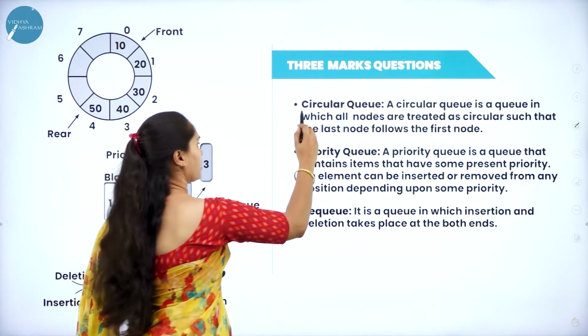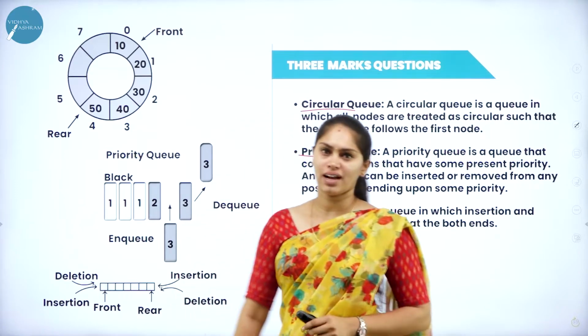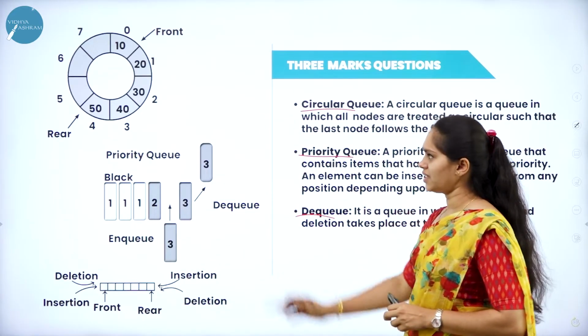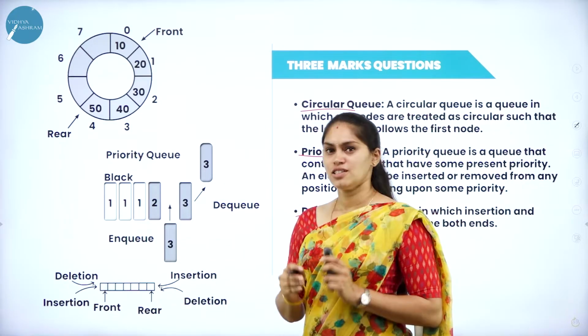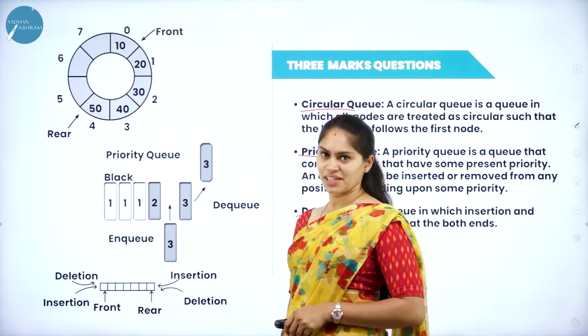So we have circular queue, priority queue and D queue. Out of these 4, you can write any 3 along with the diagrammatic representation. So this is how we are supposed to answer these kinds of questions. It's all about the 3 mark question.